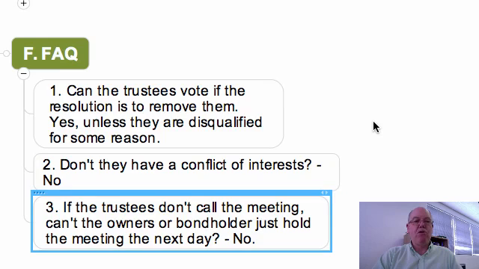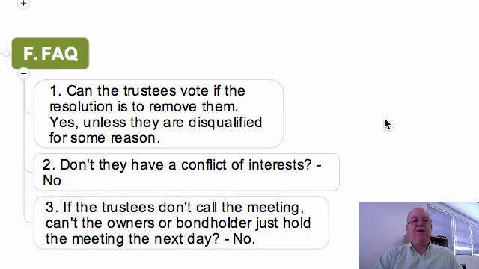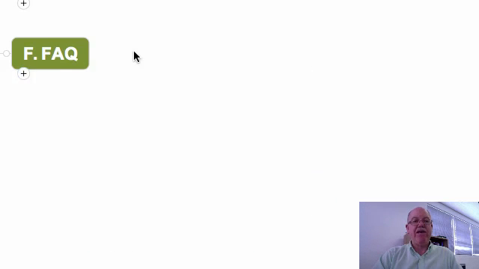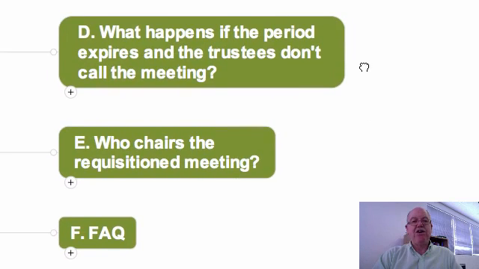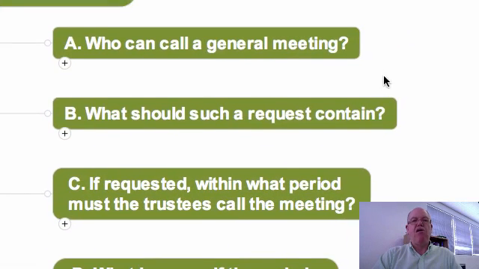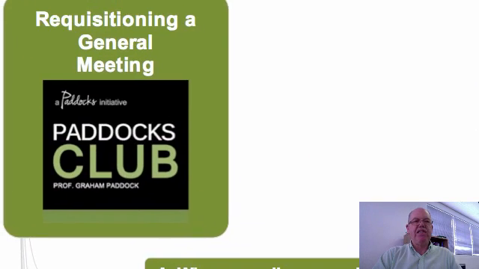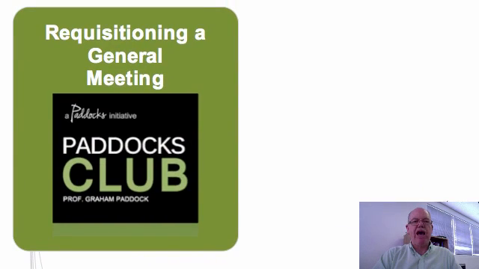If the trustees don't call the meeting, can't the owners or bondholders just hold the meeting the next day? As I suggested before, this is a common misconception. The answer is no. And one final thing is that the trustees, in calling the meeting, if they do choose to do so within the period, are not entitled to choose a date which is unreasonably long afterwards. They must do so within a reasonable period. The people who are now entitled to have this meeting are entitled to have it and have their issues dealt with within a reasonable period.